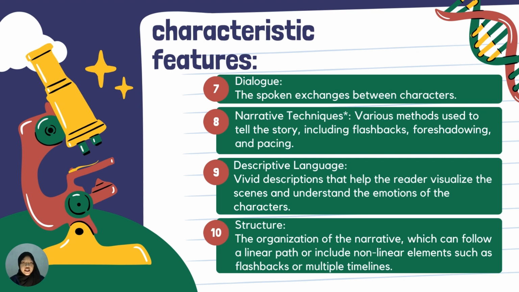And eight is narrative techniques, various methods used to tell the story, including flashback, foreshadowing, and pacing. Nine is descriptive language, vivid descriptions that help the reader visualize the scenes and understand the emotions of the characters. And the last is structure, the organization of the narrative, which can follow a linear path or include nonlinear elements such as flashback or multiple timelines.